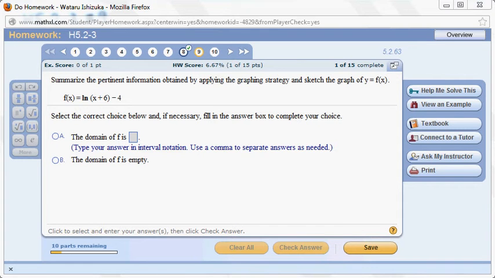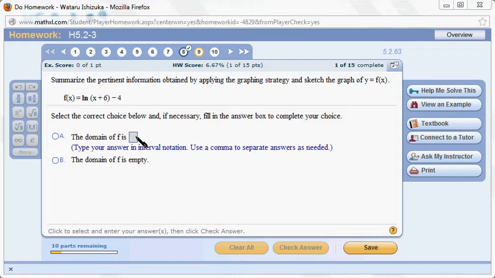Okay, let's look at homework 5.2, 5.3, number 9. We want to sketch the graph of f of x, which is natural log of x plus 6 minus 4. So let's look at that.